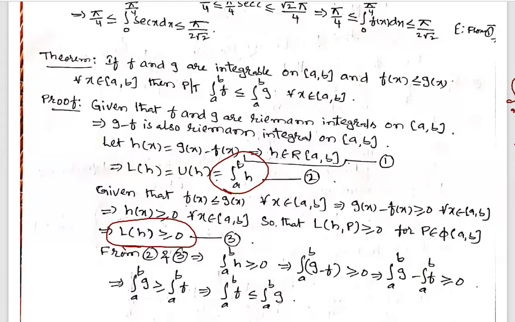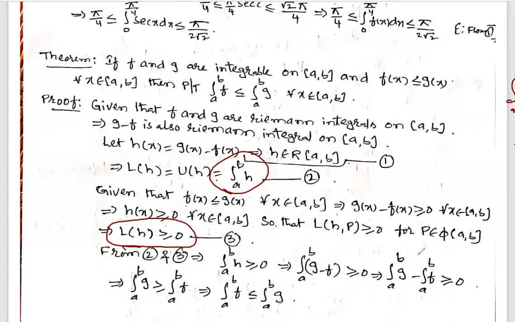So the integral from a to b of g minus the integral from a to b of f is greater than 0. Send this f to that side. So the integral from a to b of g is greater than the integral from a to b of f. Taking this in the correct order, the integral from a to b of f is less than the integral from a to b of g, right?